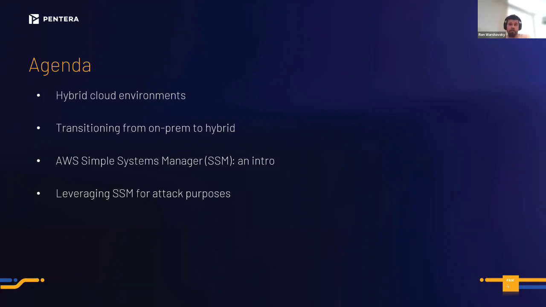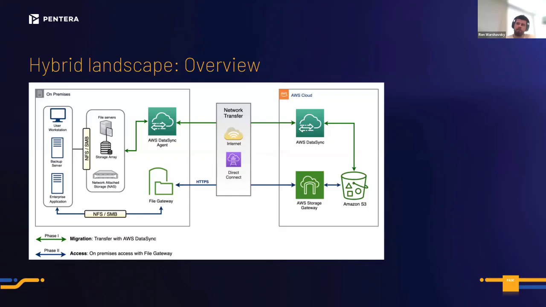So today we're going to talk about hybrid cloud environments. We're just going to introduce what they are, although I'm pretty sure that you're familiar with them. We're then going to talk about the process of transitioning from on-premise environment to hybrid ones. We're going to introduce the AWS Simple Systems Manager, SSM. We're going to talk about what it is, how it works. Then we're going to shift and look at it from an attacker's perspective.